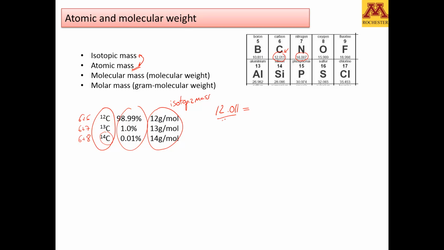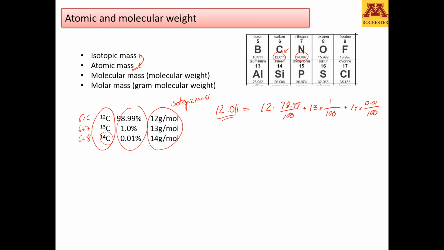So how do we get this number? This number, as I said, is the weighted average. Carbon-12 is present at 98.99%, so 98.99% plus carbon-13 is this times 1%, and carbon-14 is very tiny. I'm sure you use carbon-14 in NMR, in organic chemistry, and that's a much smaller 0.01%. So if you plug this into the calculator, you get the atomic mass.